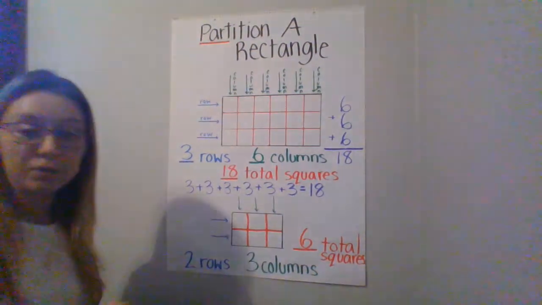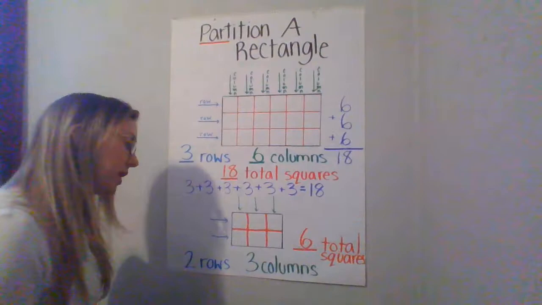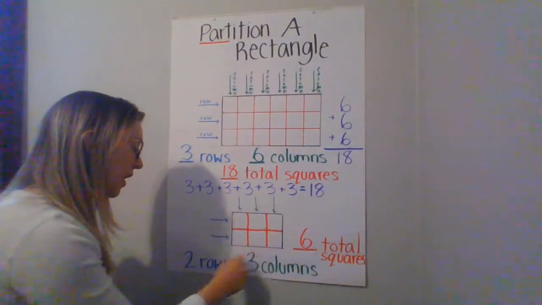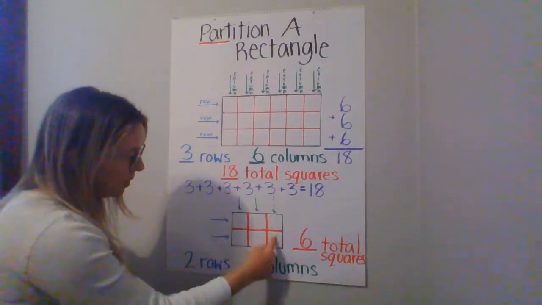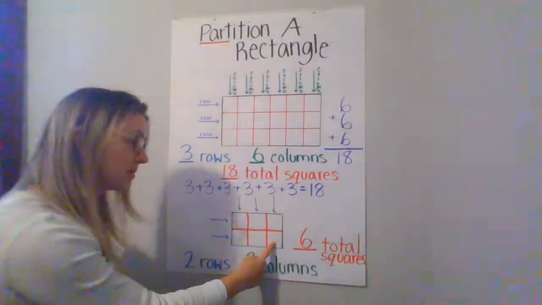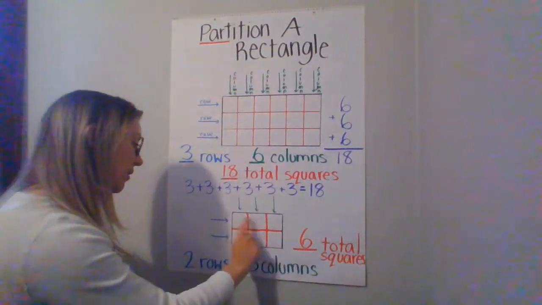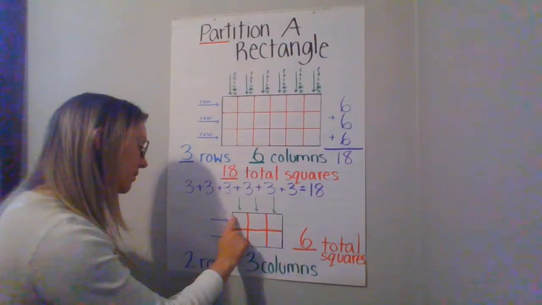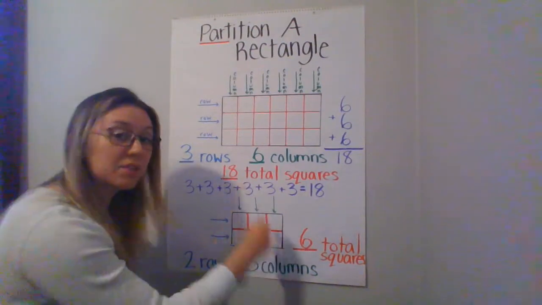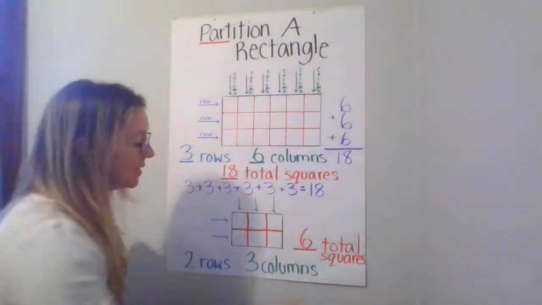Down here, you can do the same thing. You can do repeated addition. You can count how many are in each column. So 2 plus 2 plus 2 is 6. Or you can count how many are in each row and add the rows together. 3 plus 3, which is easy. We know that one's a doubles fact. 6.